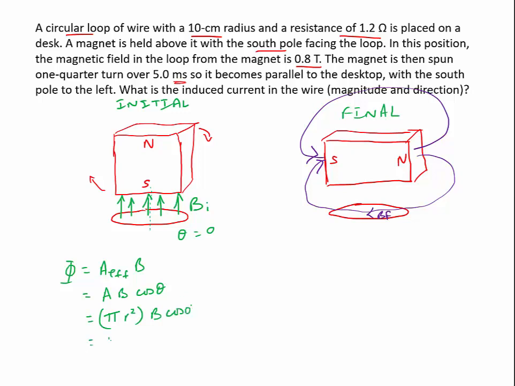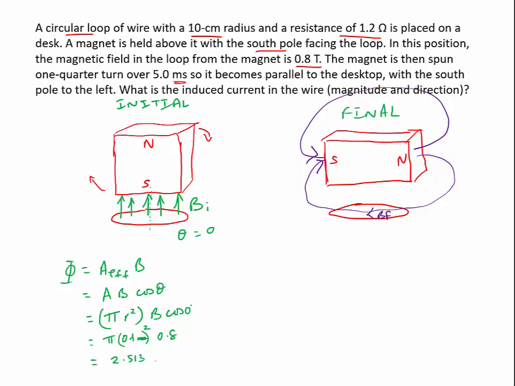So putting the values in, this is pi times the radius was 0.1 meters because it was 10 centimeters. 10 centimeters is the same as 0.1 meters. Better to convert everything in SI units. I'm actually going to leave the units out of this, but we'll keep everything in SI units. The magnetic field was 0.8 Tesla and cosine of 0 is 1, so I don't need to write that here. And that, when you put it into your calculator, will give you 2.513.